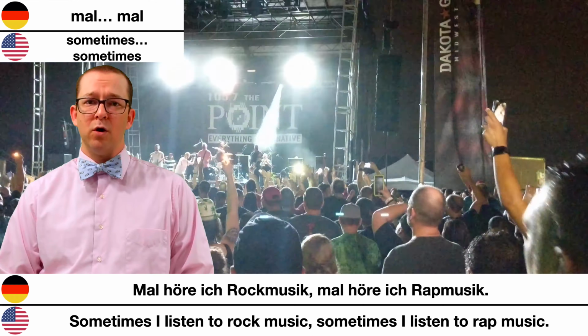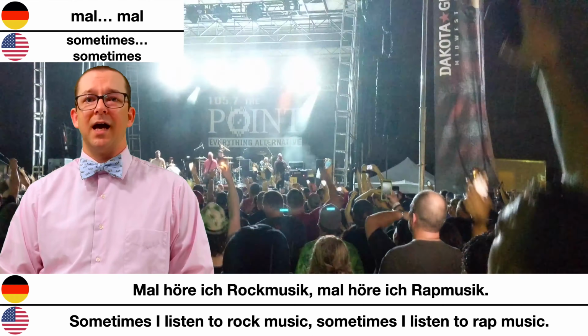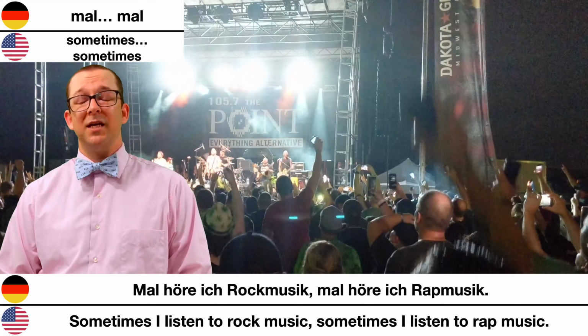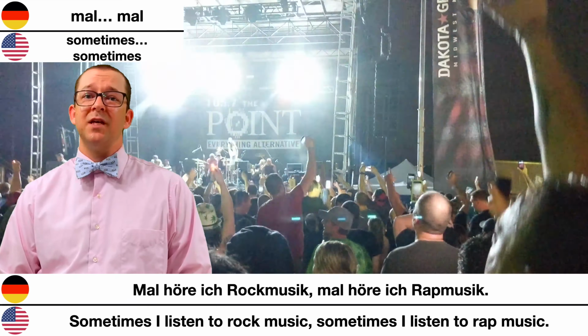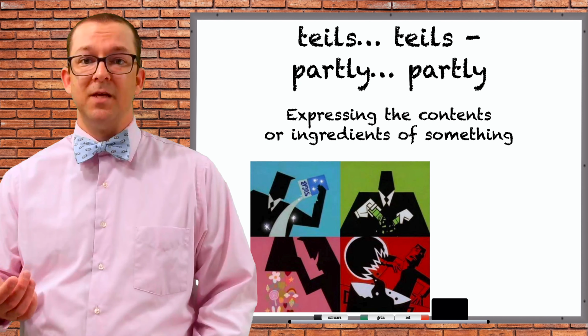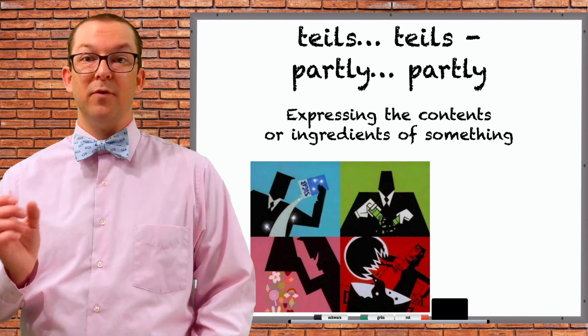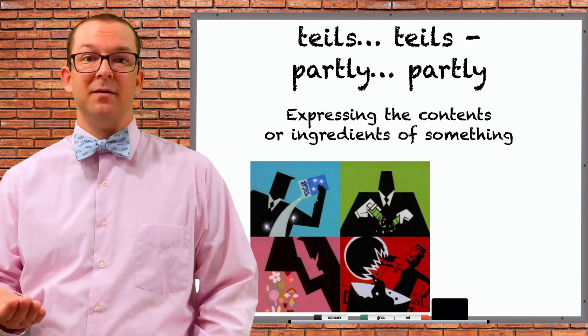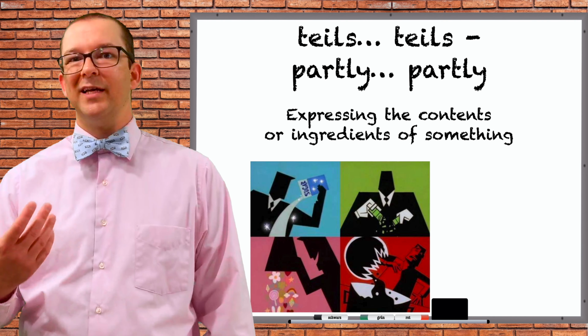Mal höre ich Rockmusik, mal höre ich Rapmusik. Sometimes I listen to rock music, sometimes I listen to rap music. Along the same lines is teils. This one is another conjunction that simply repeats itself, but instead of sometimes, teils means partly or in part.